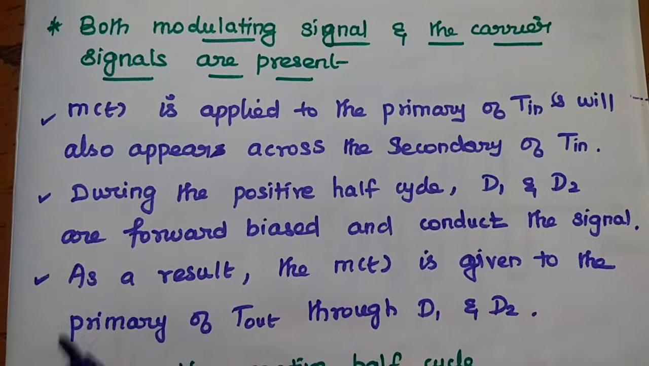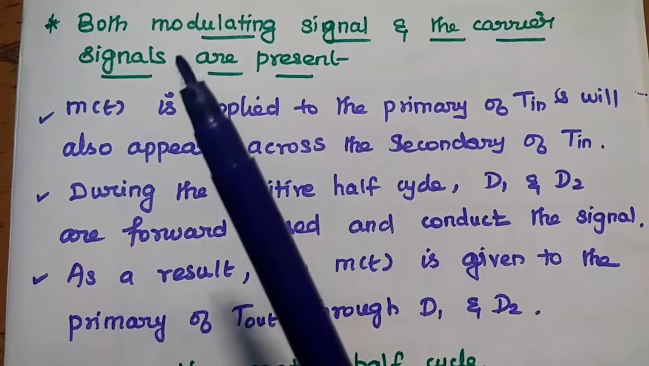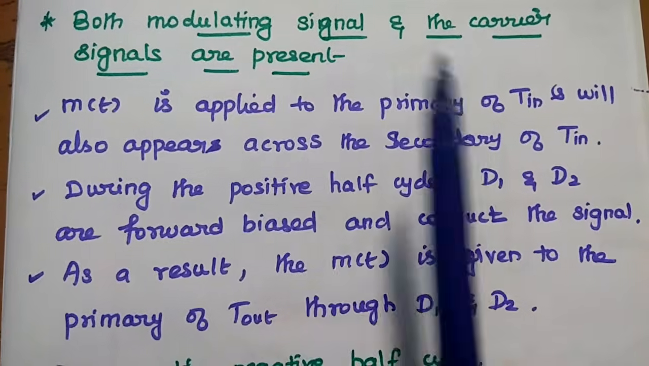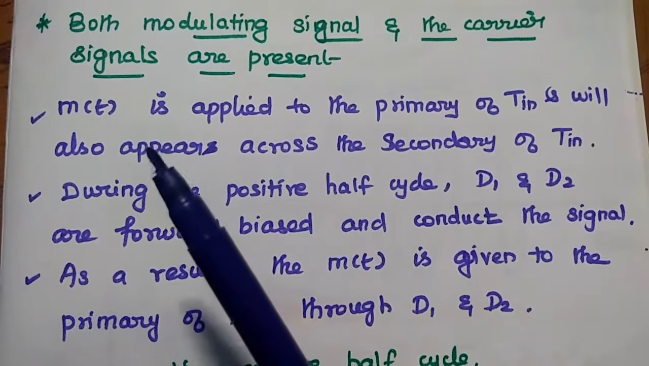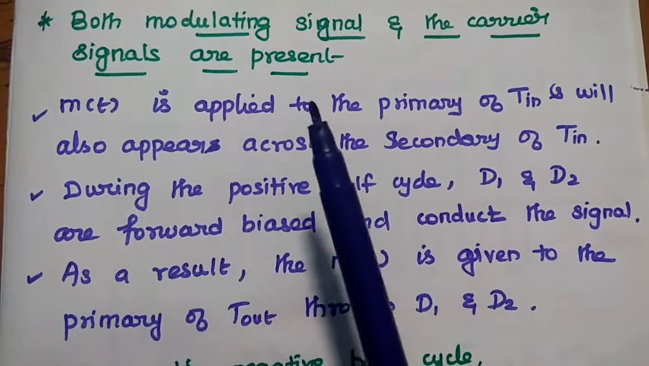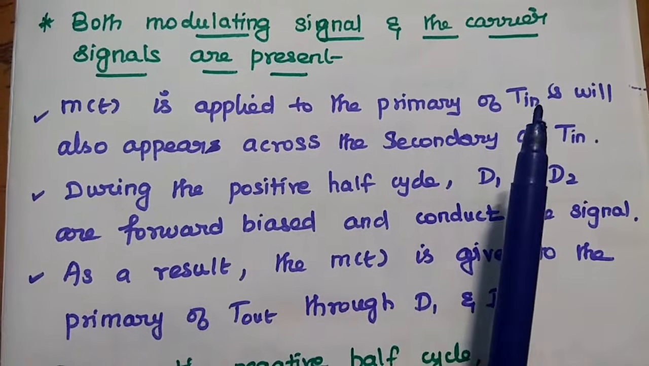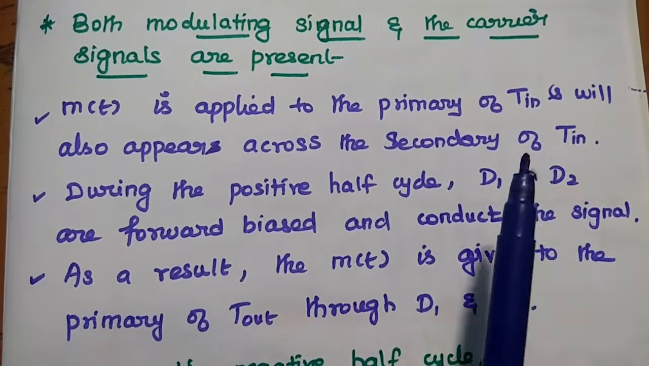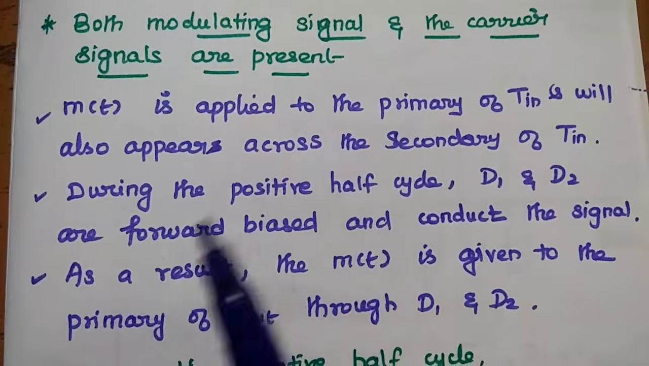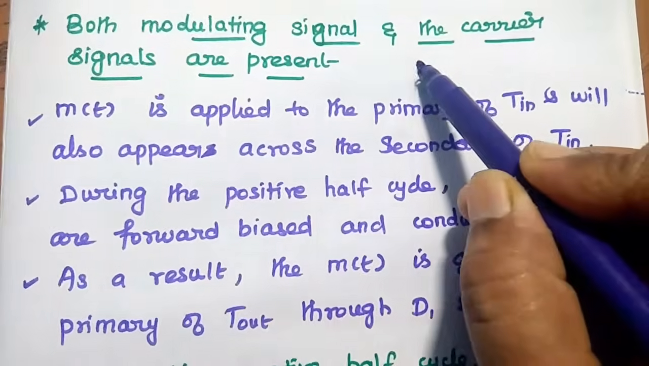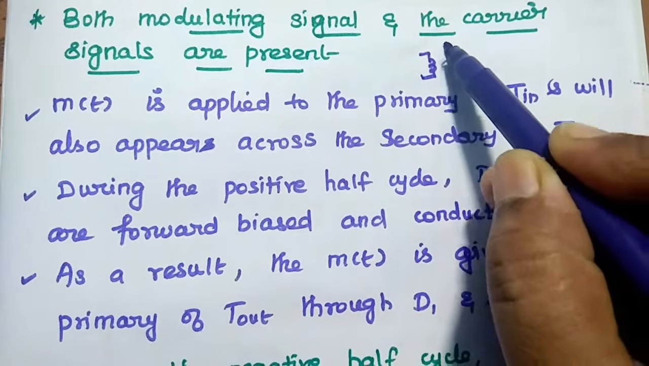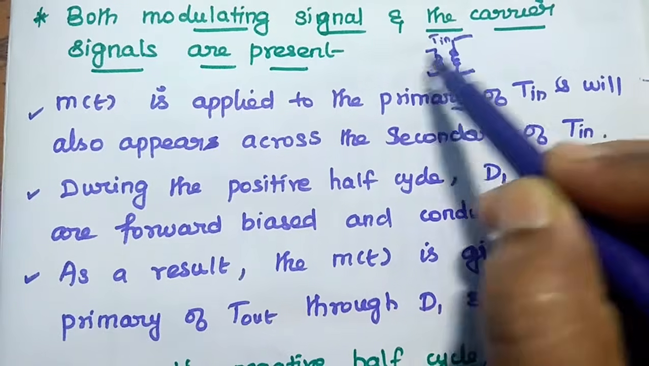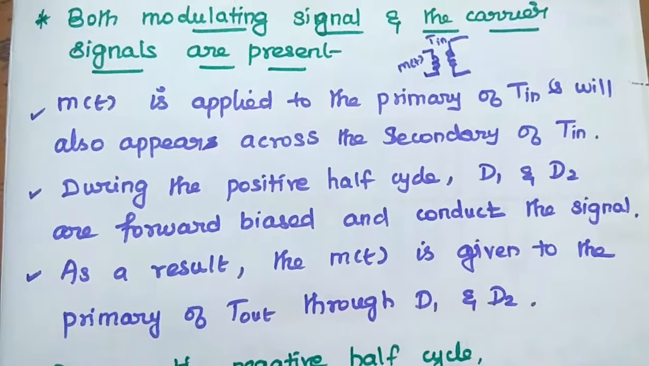So next we have to consider the scenario where both the modulating signal and carrier signals are present. In this case, the modulating signal m(t) is applied to the primary of the input transformer and will also appear across the secondary winding of the input transformer. So whatever we are giving at the primary winding, the same will be available in the secondary winding on the input side. This is the m(t) given over here, right?